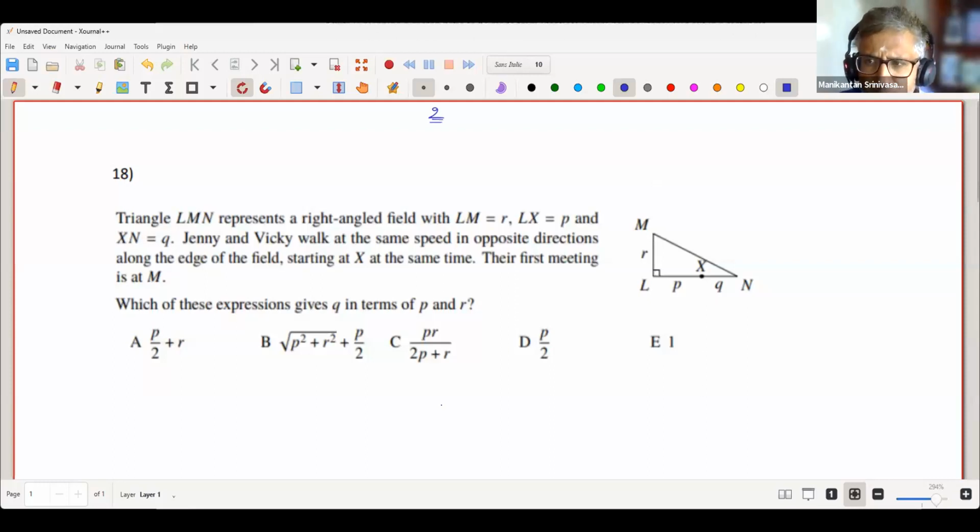How? So if it's P by 2, then X will be at L. And so two people are leaving from X, right? One heading left and one heading right. If I recall the question, they first meet at M. So assuming Q is P by 2, then one guy would reach L, the other guy would reach N. Then the other guy will need to cover the hypotenuse when this guy has only the shorter side to cover, right? How can it be P by 2? No, that means Q is half of P.